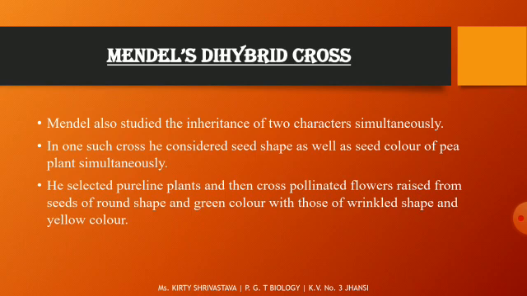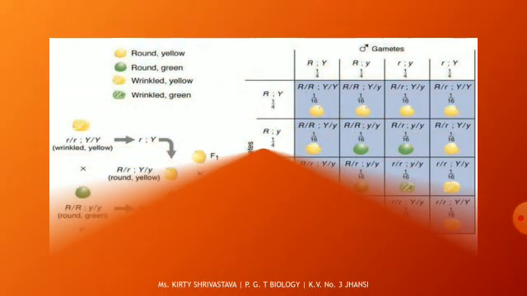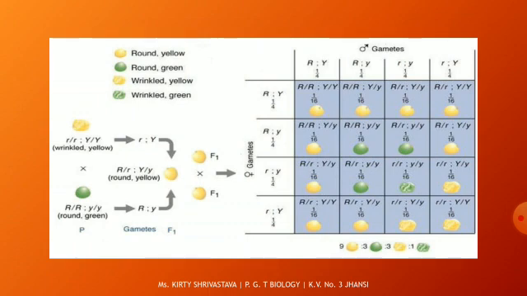So he selected pure line plants and then cross-pollinated flowers raised from seeds of round shape and green color with those of wrinkled shape and yellow color. The whole experiment can be depicted by means of a dihybrid cross as follows.